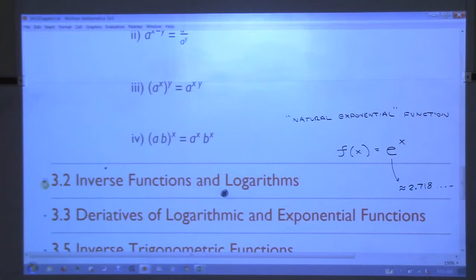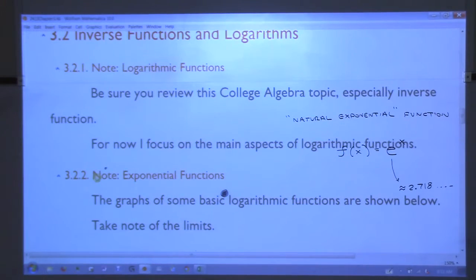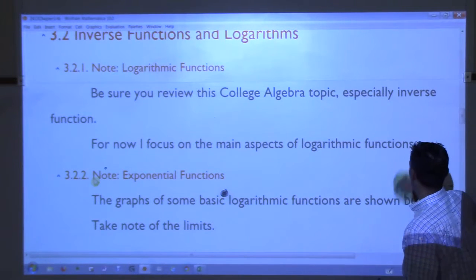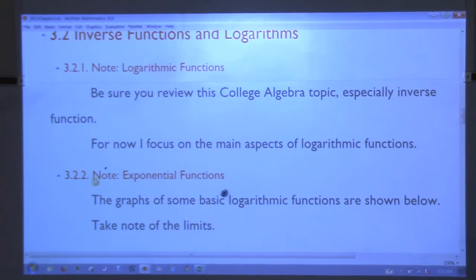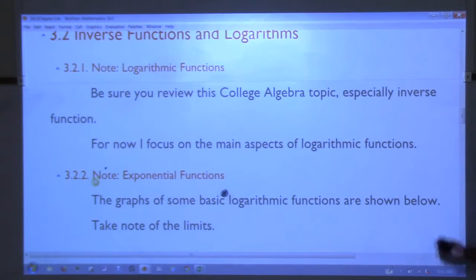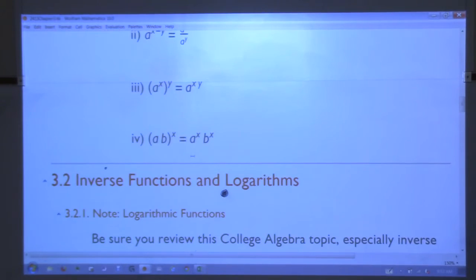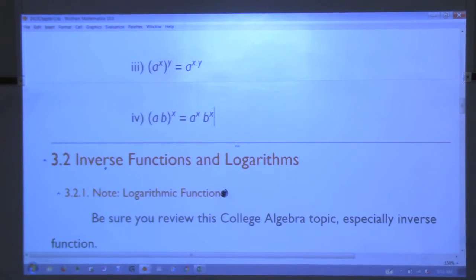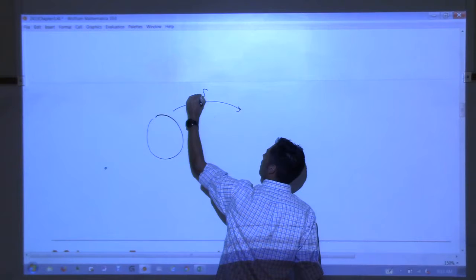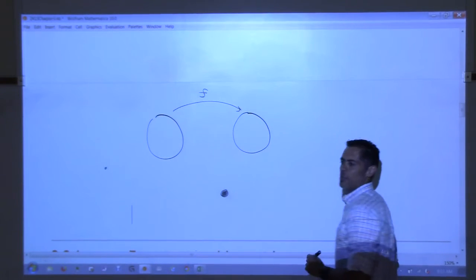All right, let's talk about inverse functions. Be sure you review this college algebra topic, especially inverse functions. For now, I focus on the main aspects of logarithmic functions. So just remember, when it comes to inverses, do y'all remember how an inverse function works? If you have a function, this was the picture that we used back when we were first talking about functions. Y'all remember that picture right there?